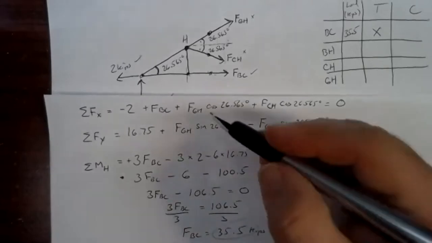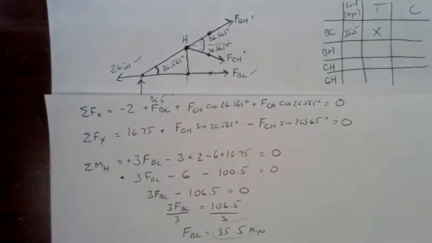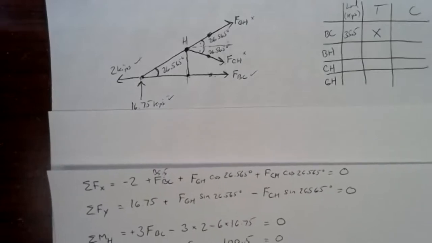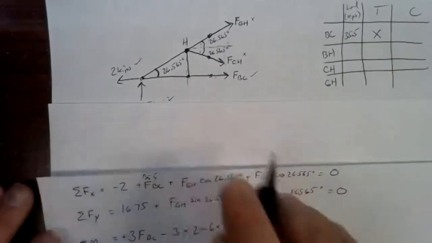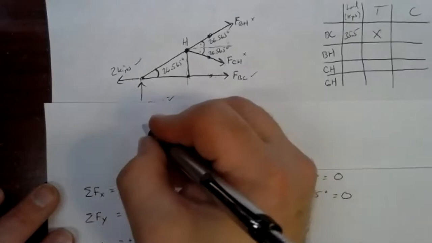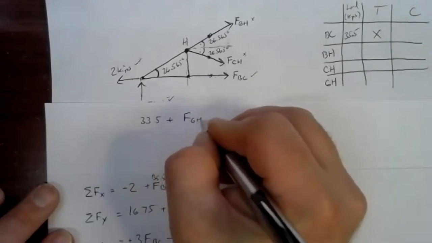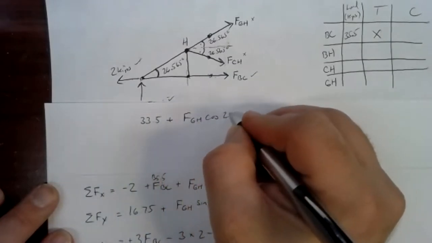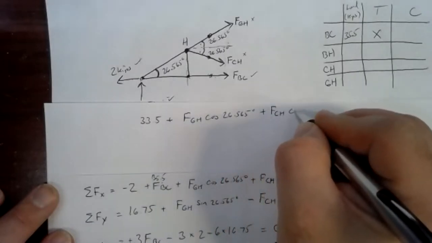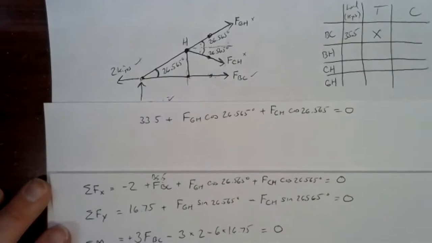We can plug in that 35.5 up here. So we have 35.5 minus 2, that's 33.5. So our x direction and our y direction equations, if I copy those onto another sheet here so we can clean them up a little bit: negative 2 plus the 35.5, we've got a positive 33.5 plus FGH cosine of 26.565 plus FCH cosine of 26.565. That's equal to 0. That's one equation.